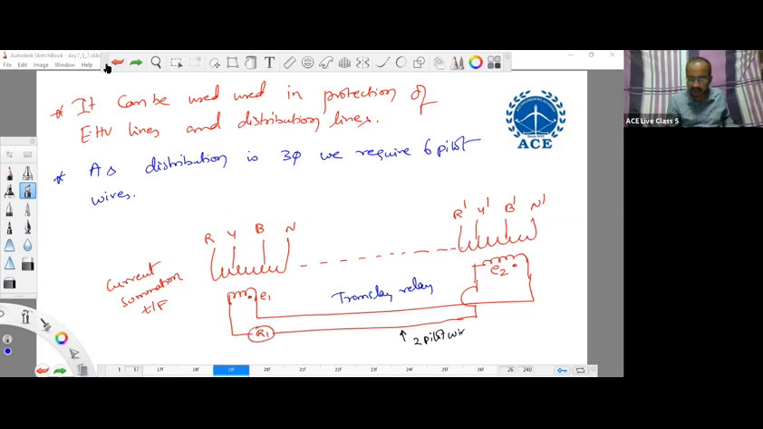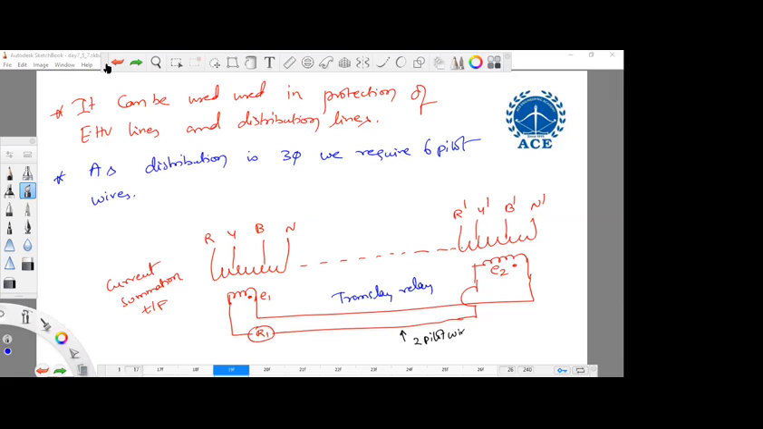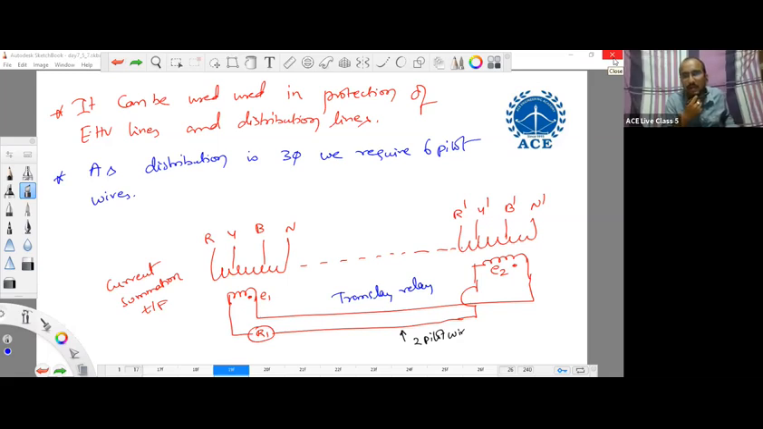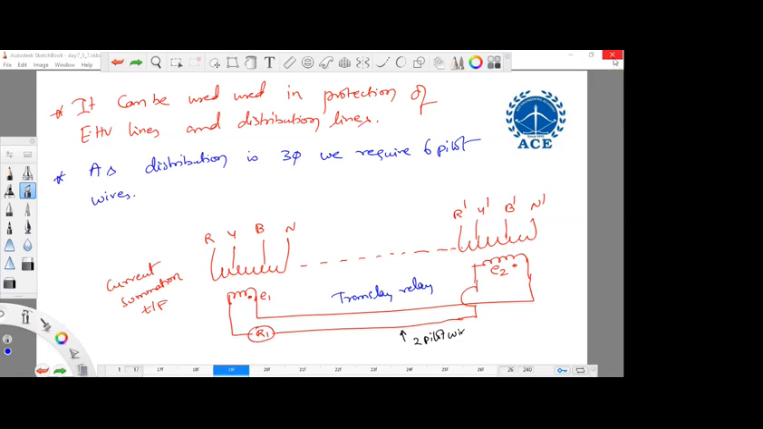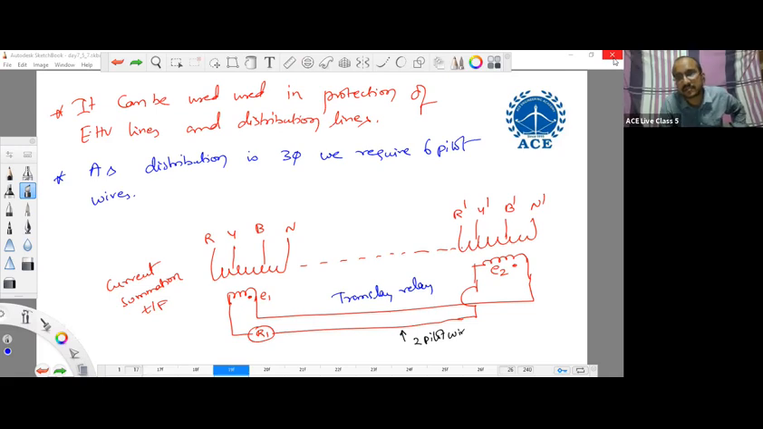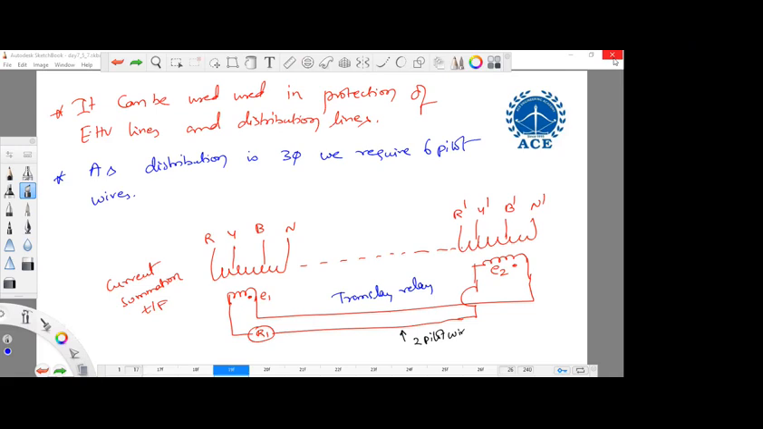Sir, I have a general doubt. What is the value of the power generated at the generating station? That depends on the capacity of the generator. It is not fixed. Okay, and sir, what is the significance of the transmission voltages, that is 11 kV, 33 kV, 66 kV?